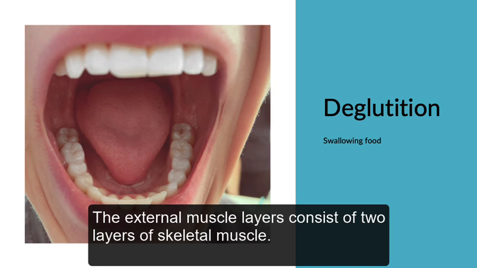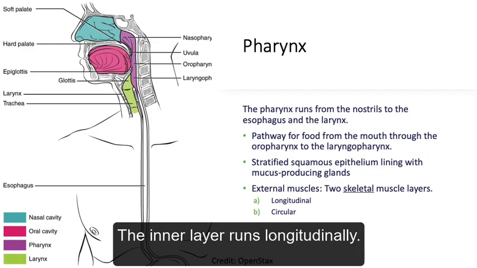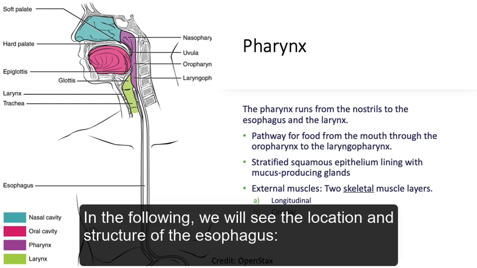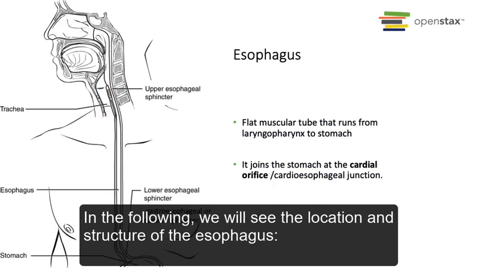The external muscle layers consist of 2 layers of skeletal muscle. The inner layer runs longitudinally. The outer pharyngeal constrictor muscles encircle the wall of the pharynx. In the following, we will see the location and structure of the esophagus.